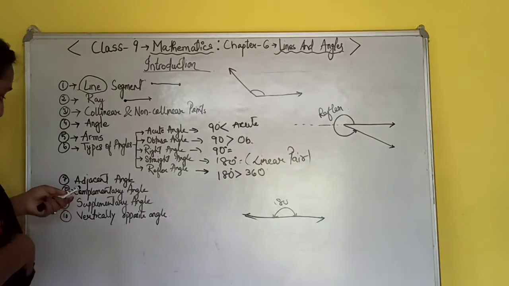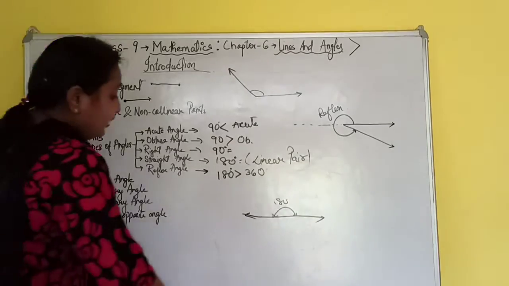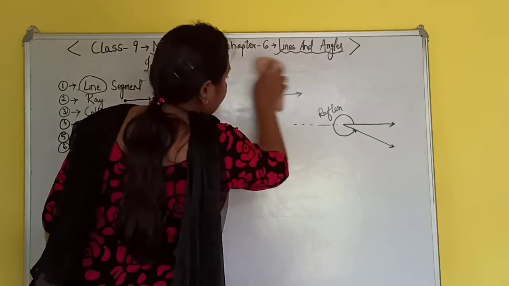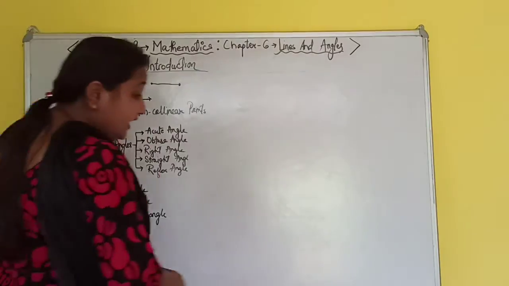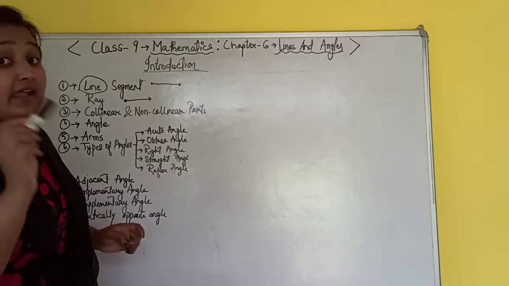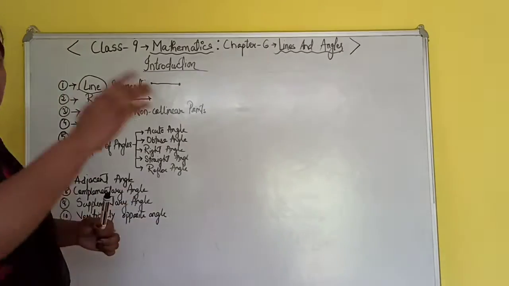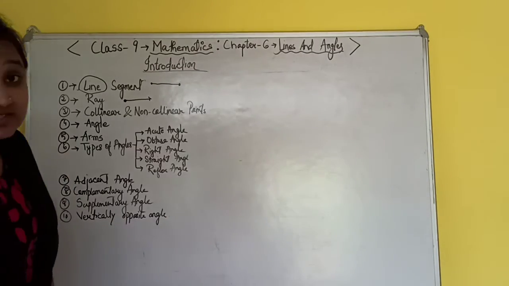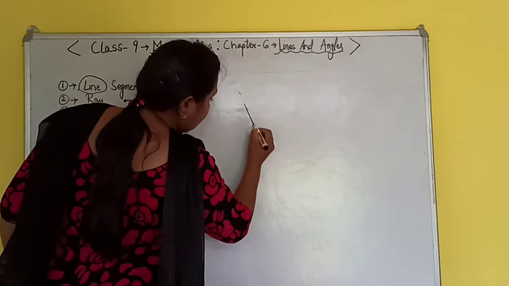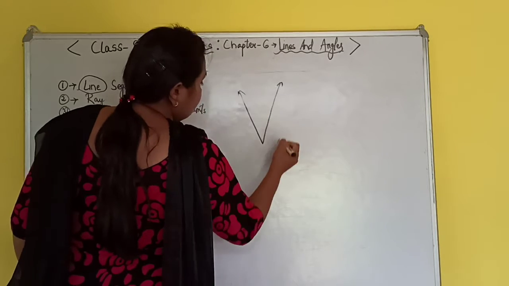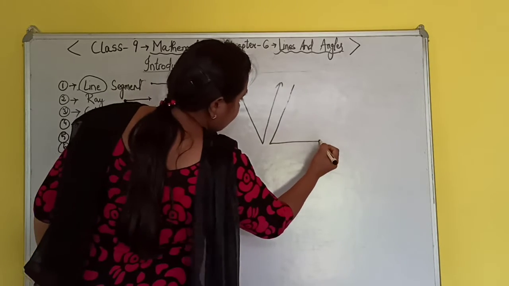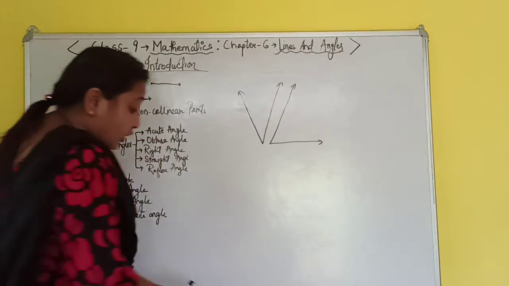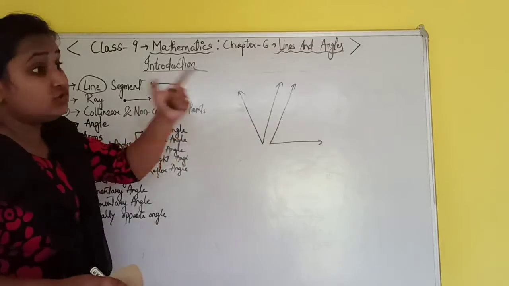Now next term is our adjacent angle. So we have to do now adjacent angle. See, adjacent angle means if two angles are joined by one common arm. If two angles are joined by a common arm, it is known as adjacent angle. Two angles, that means suppose this is one angle and this is another angle. But this is not adjacent angle because they are not joined by a common arm.